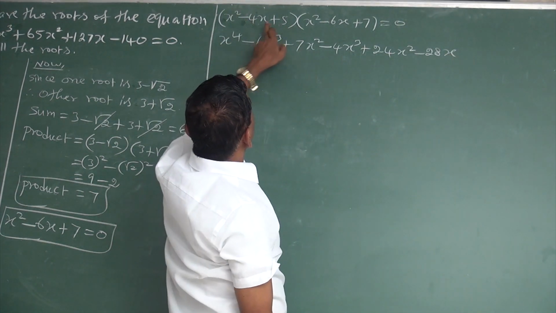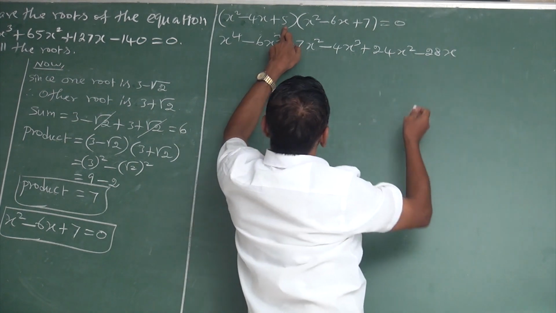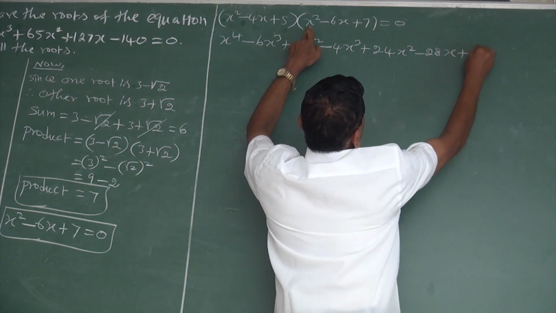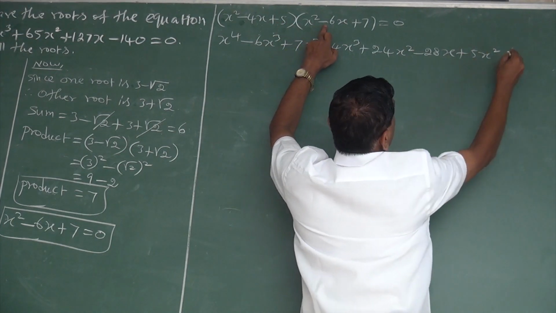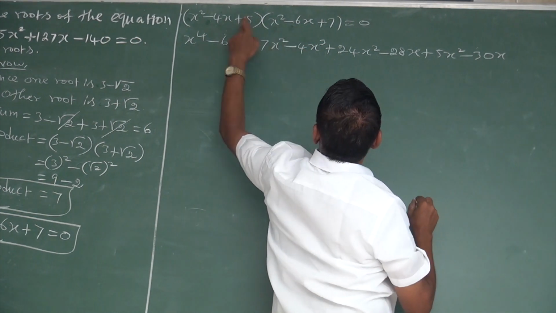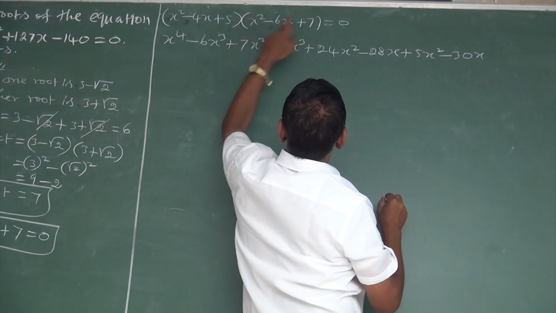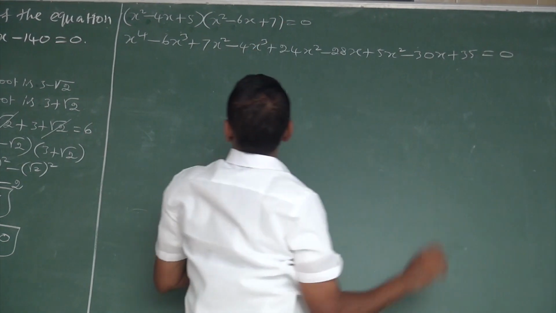Next, this 5 is going to multiply all the elements in the second bracket. Now can you tell me what is the product? 5 into x square, plus 5x square. Next, plus into minus, 5 6s are 30, so minus 30x. Okay. Next, plus into plus, 5 7s are 35, so plus 35, which is equal to 0.